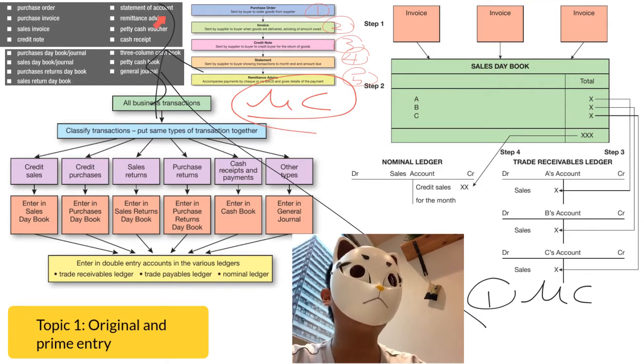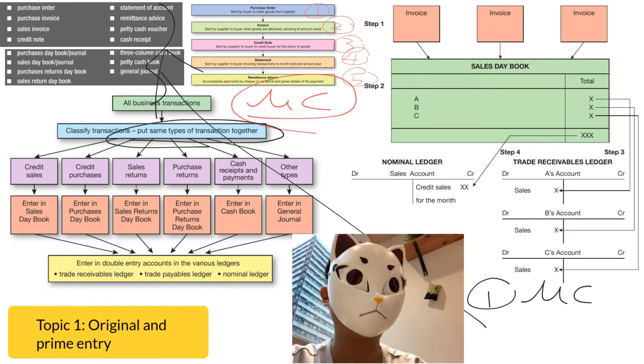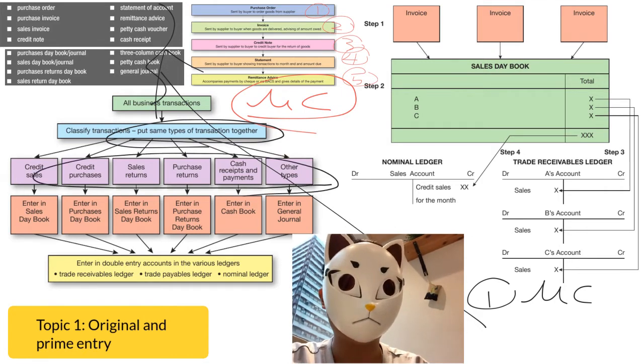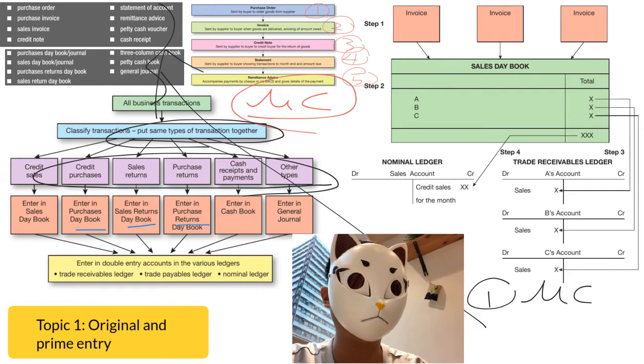After the original entry, they will go to the prime entry, with different day books. With the double entry, they will go to the ledger. So the steps will be like this. With the business transactions, first of all, they put the same type of transactions in here. Number two, it will go to the day book. Number three, they will go to the ledger.